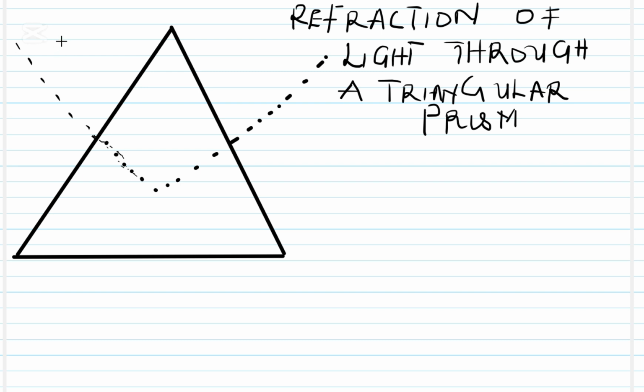Today we're going to talk about the refraction of light through a triangular prism, as we have right here before us. And this is one of the most interesting physics topics I have ever come across. Today I'm going to share with you a few things about this concept, and I will also show you how to derive the formula for the angle of deviation under normal deviation conditions. And I'll also show you how to derive the formula for the angle of deviation under minimum deviation conditions. Without further ado, let's get down to business.